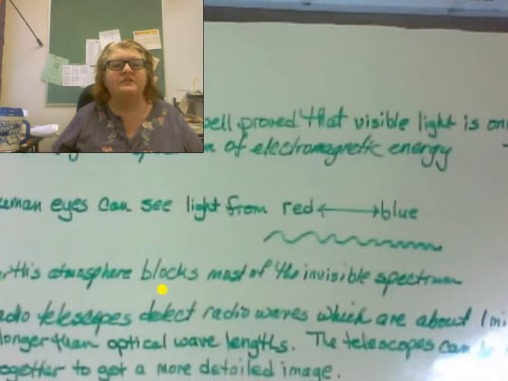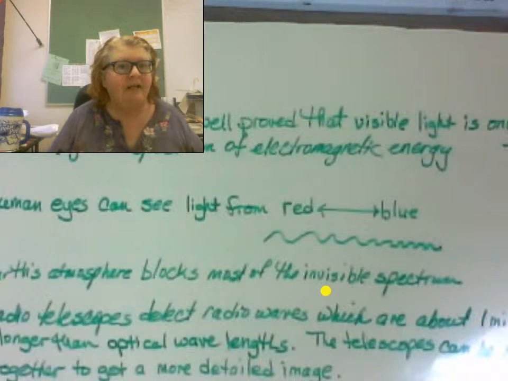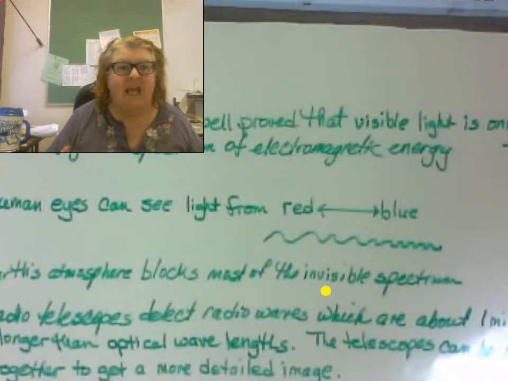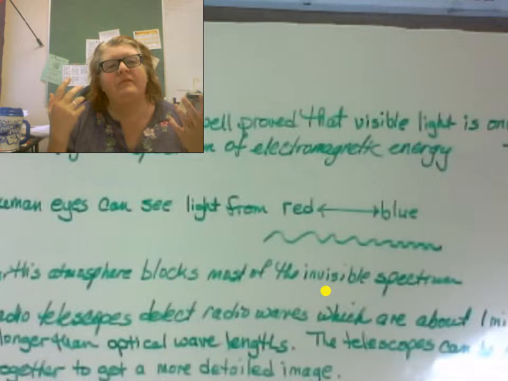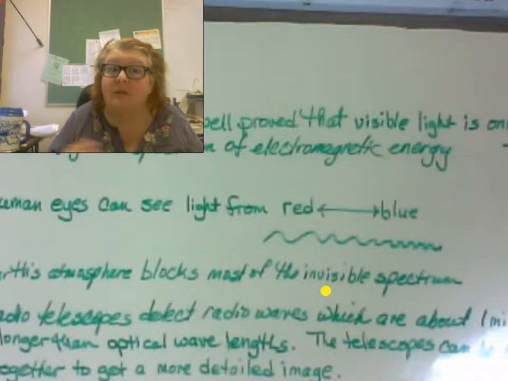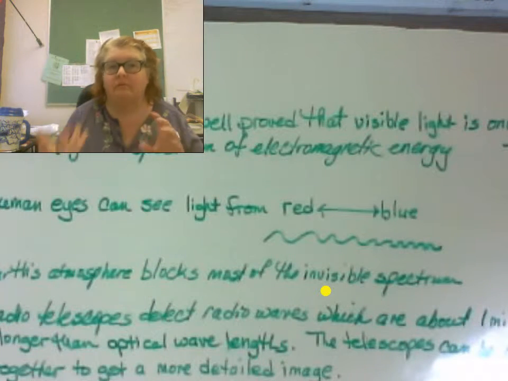We already know that Earth's atmosphere blocks most of the invisible spectrum. We're happy for that. Ultraviolet, the UV rays, we don't like those to come in because they damage our skin. Gamma rays, we'd all be like the Incredible Hulk. And microwaves, we don't want to be cooked from the inside out. So the atmosphere blocks most of that stuff, which is pretty much why we don't use non-optical telescopes here on Earth.